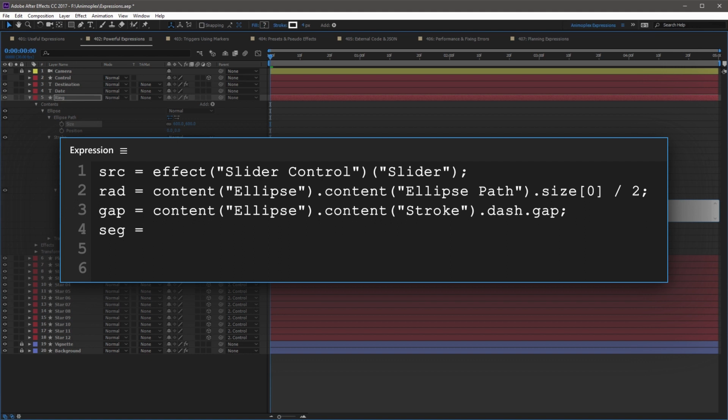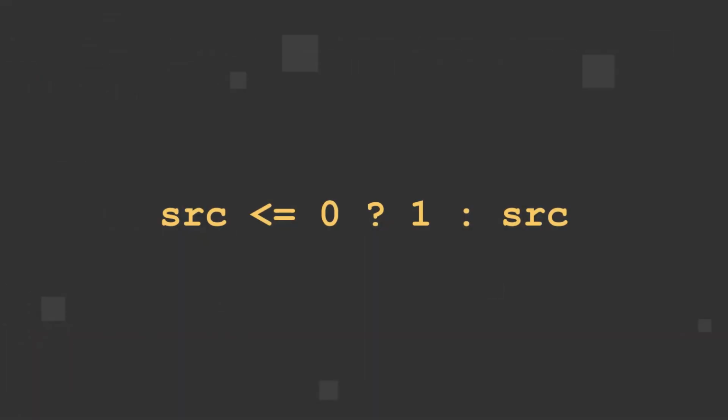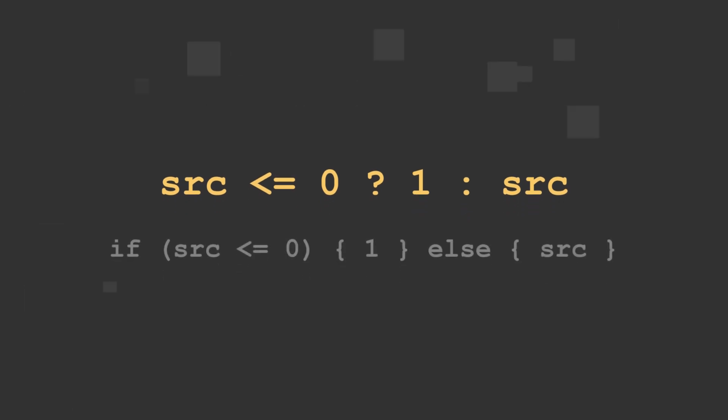Start this with a reference to source, and then less than equal to 0. Now add a ternary operator, which is a question mark, followed by a value of 1, and then a colon, and then another reference to source, src, and then end this with a semicolon. So this strange line of code is using a ternary operation to check if source is less than or equal to 0. If so, the number of segments is set to 1. Otherwise, segment is set to the slider control's value instead. It's basically a compact if-else statement that sets the default minimum number of segments.